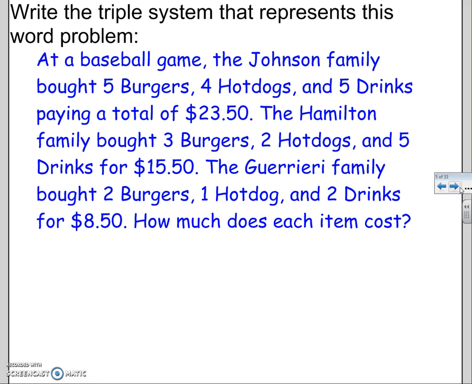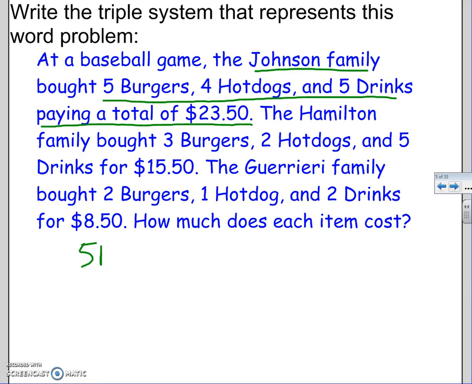All right, make sure you can turn a triple system word problem into equations. Just find the equation, you do not have to solve it. So every sentence is an equation. So the first family, the Johnson family, has 5 burgers, 4 hot dogs, 5 drinks, paying a total of $23.50. So that would be 5 times the price of burgers, so 5b, plus 4 times the price of hot dogs, plus 5 times the price of drinks, and the total was $23.50.